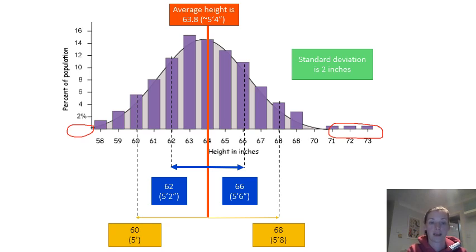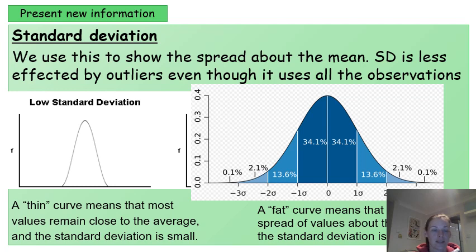So if you want to make a note of that, you can do, it's entirely up to you, but it just helps explain it with some numbers in comparison to the last slide. So standard deviation is a way of showing the spread about the mean. It is less affected by outliers and it uses all the observations. So it's more useful than the range when we're doing scientific experiments and receiving data.